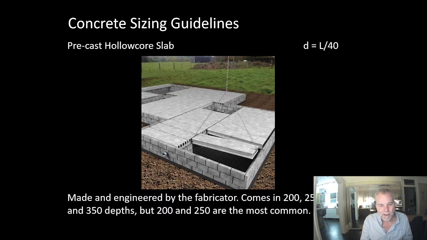Okay, let's look at some sizing guidelines. Precast hollow core slab. You can see these slabs have holes down the middle. The reason is that the middle of the concrete is not doing very much for you. From a bending point of view, all the work is done in the top and the bottom, and the middle is not helping.